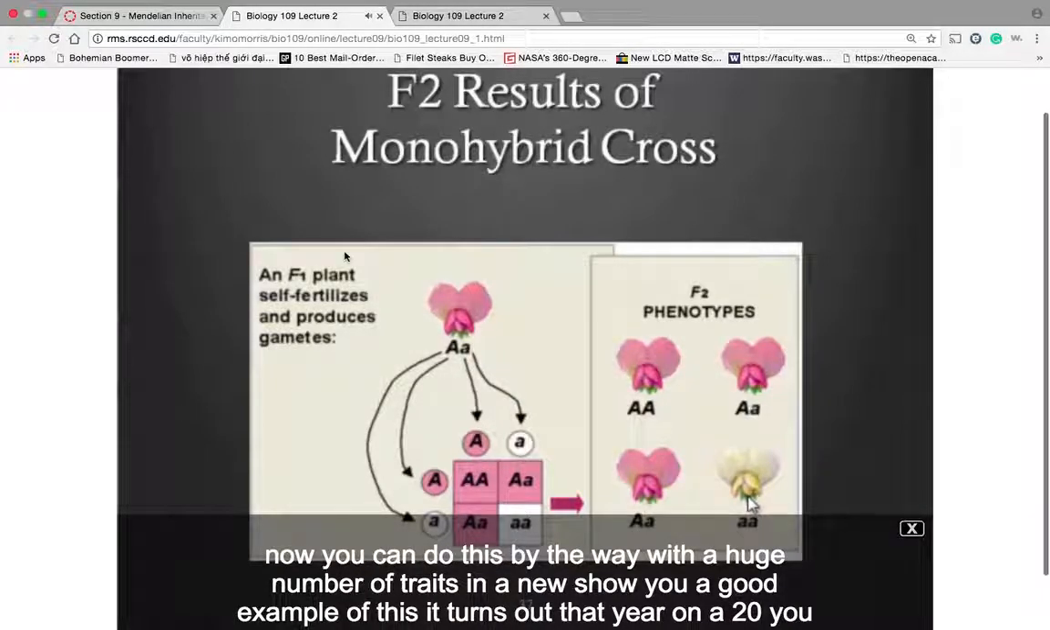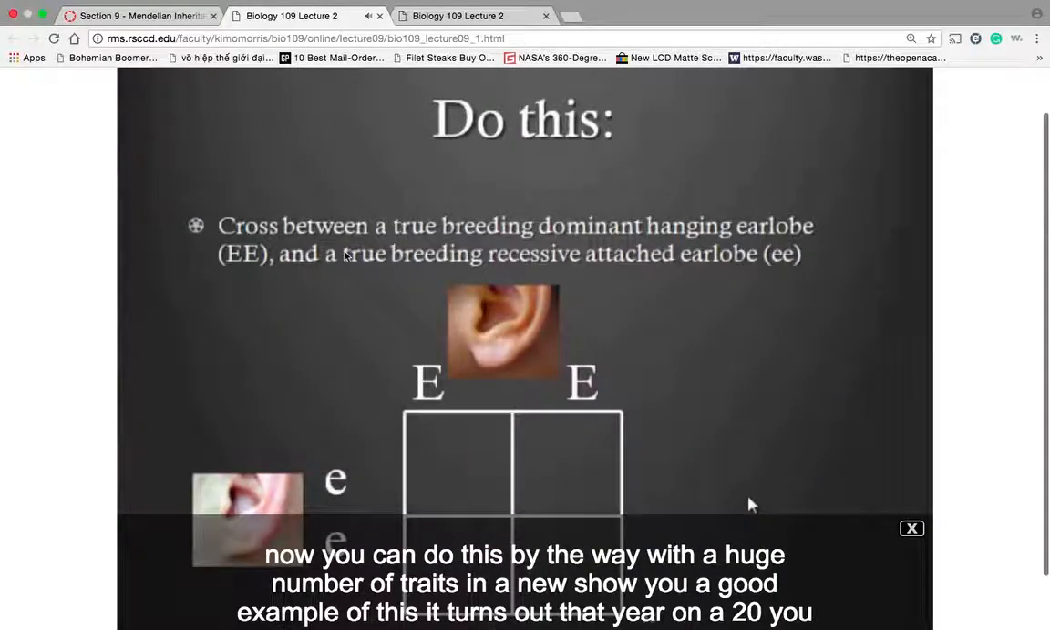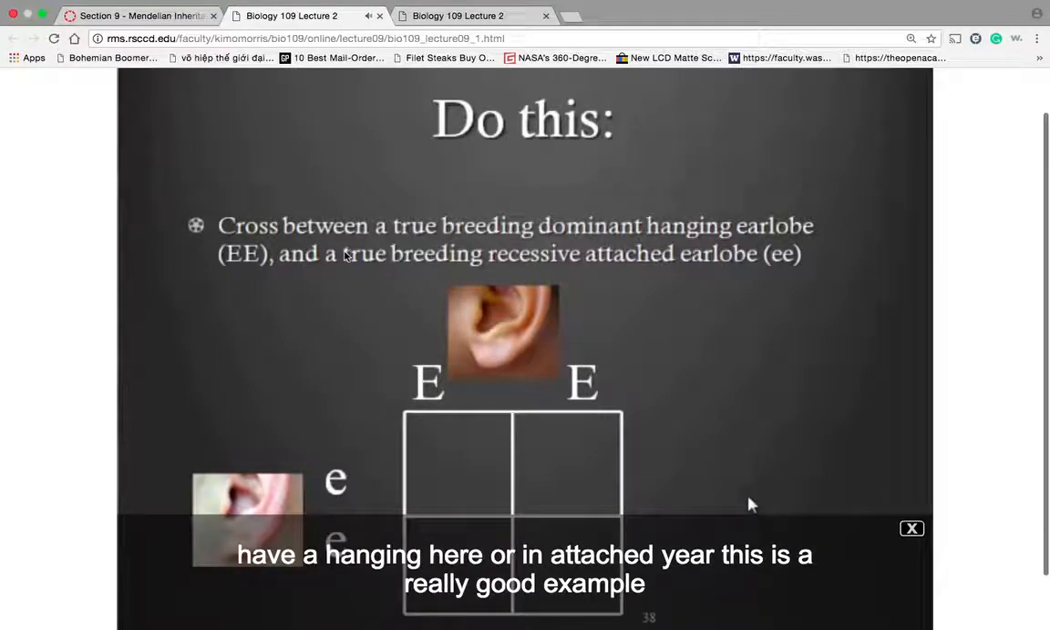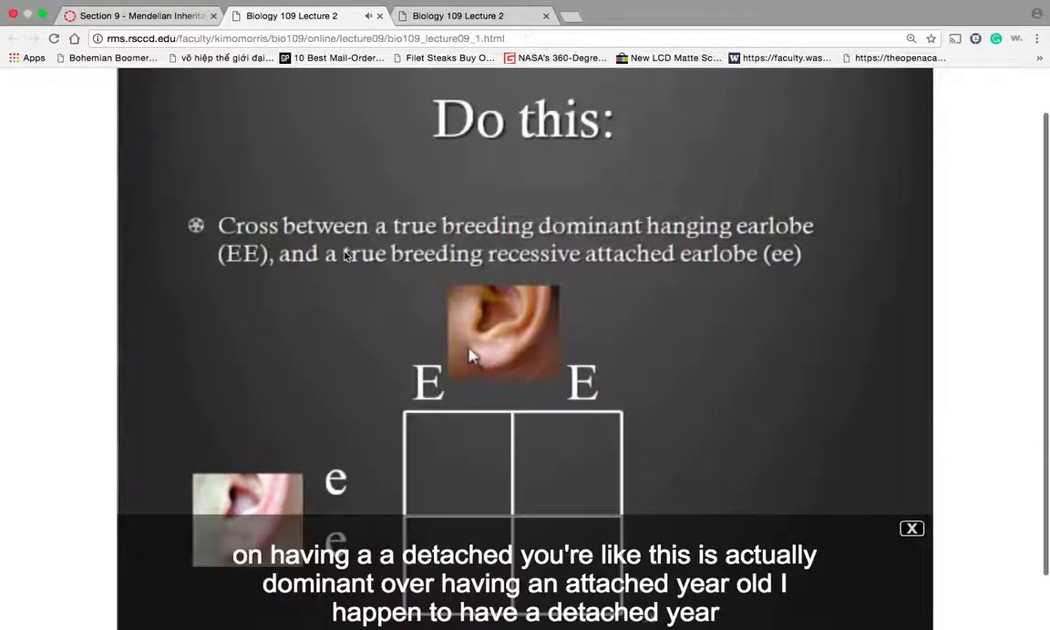Now, you can do this, by the way, with a huge number of traits, and I'm going to show you a good example of this. It turns out that whether you have a hanging ear or an attached ear is a really good example.